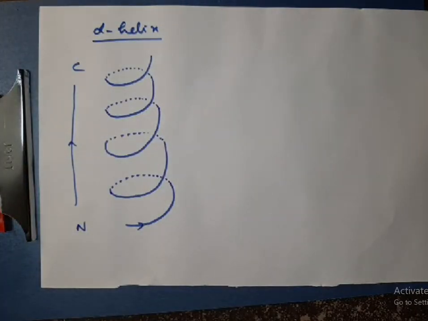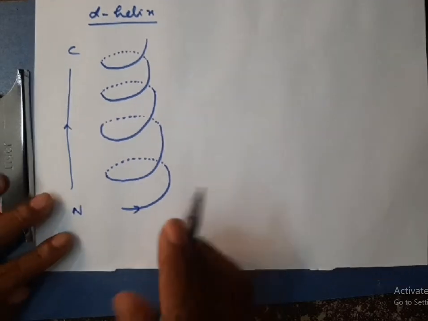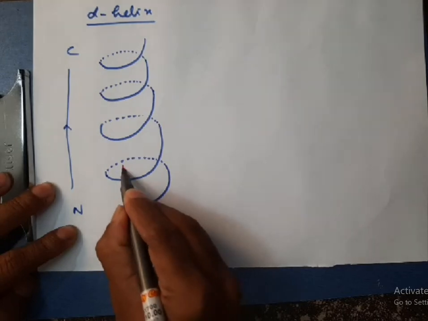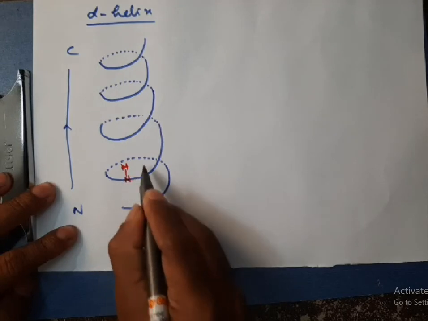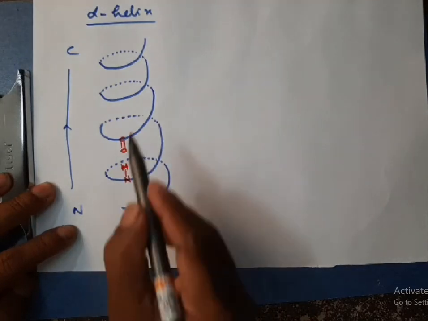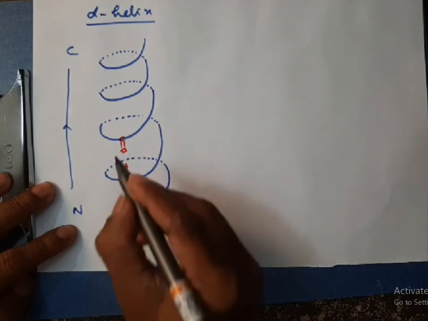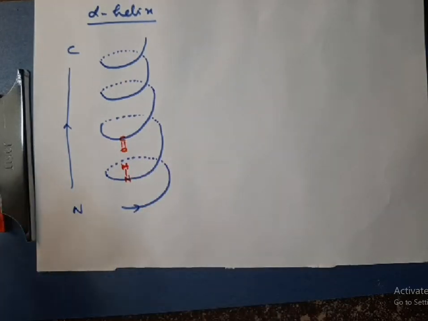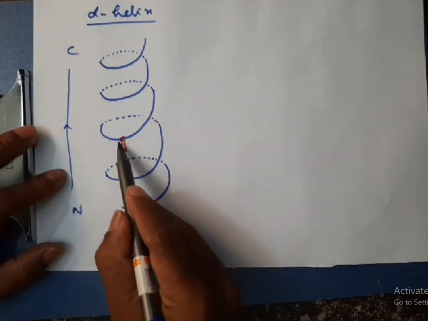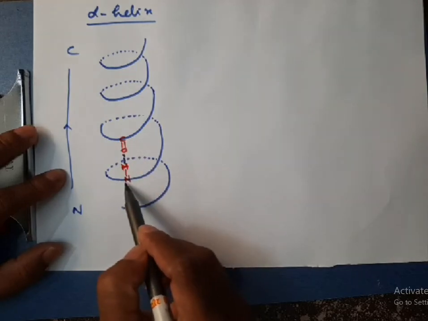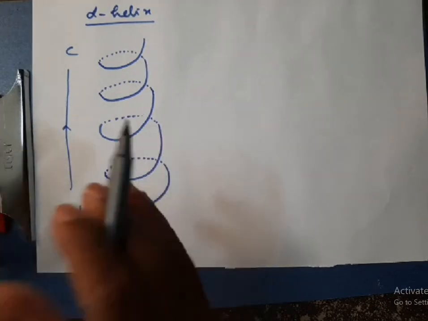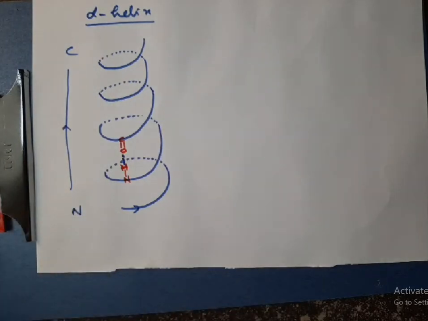Why do they remain stable? Because there is hydrogen bonding. Suppose I take the NH group of one amino acid in this turn, and in the next turn, the CO group of another amino acid. Between them, there is hydrogen bonding. There is hydrogen bonding between the NH group of one amino acid and the CO group of another amino acid in the next turn. This hydrogen bonding stabilizes the turns, stabilizes the coil structure.